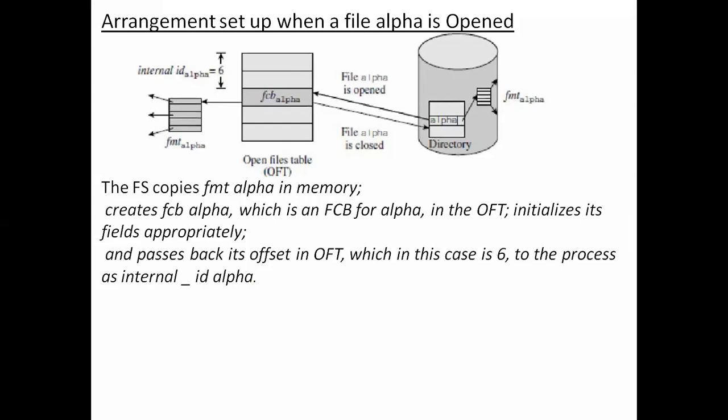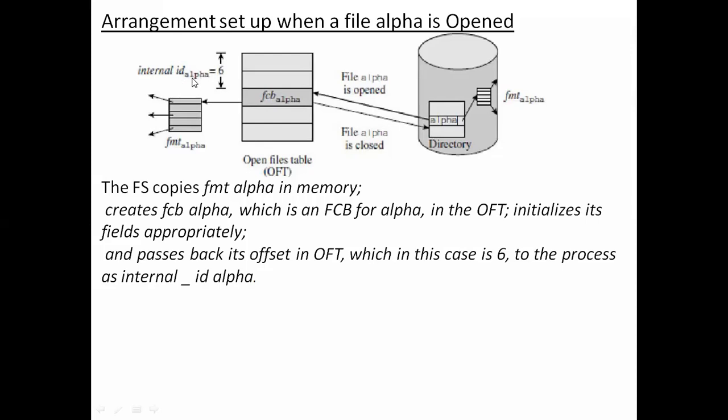So upon opening a file here, the file system will store the file control block in a new entry of the open file table. We have a term here called the internal ID of the file. Like having an offset of 6, as we have shown here, that is the offset of this particular entry in the OFT table, which is called the internal ID of the file.